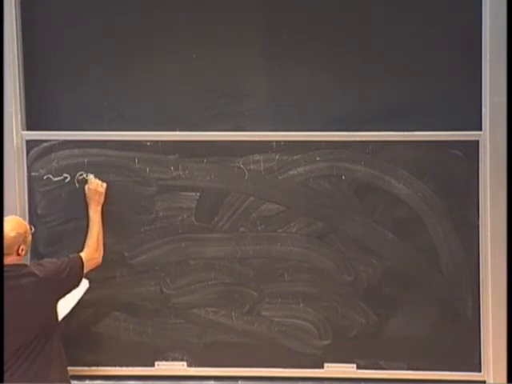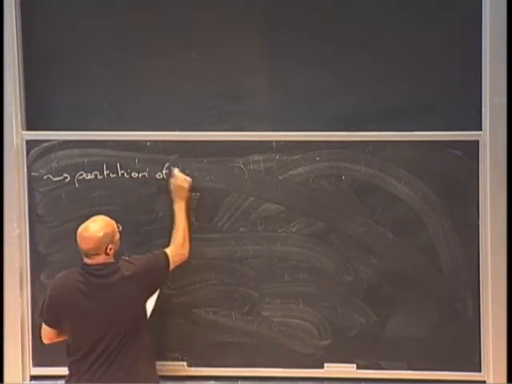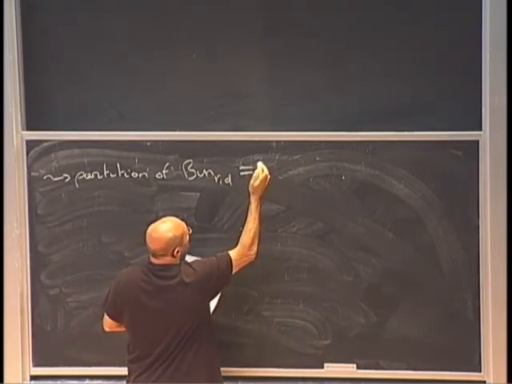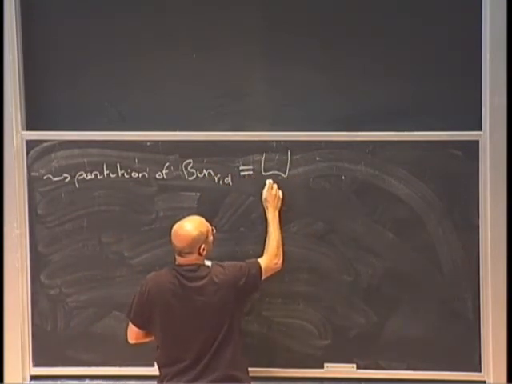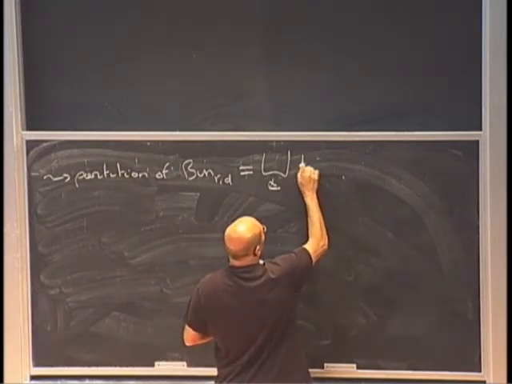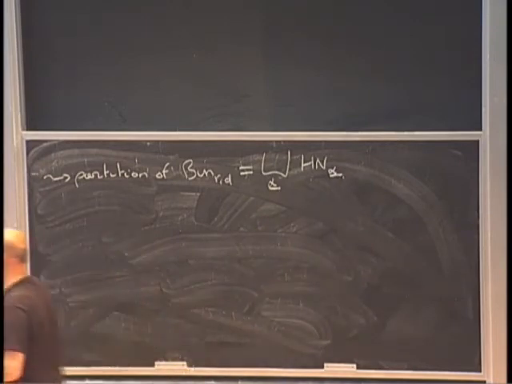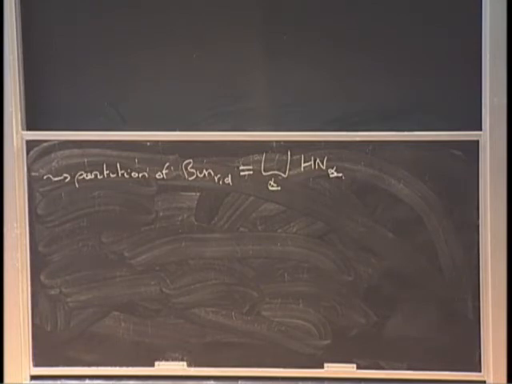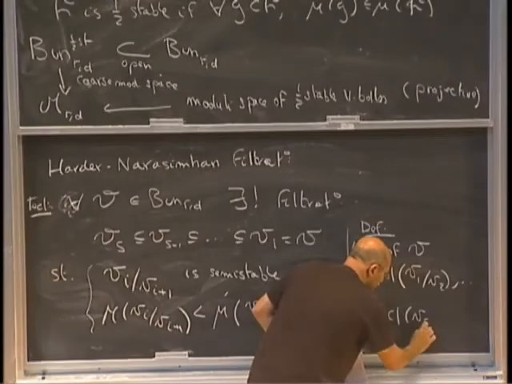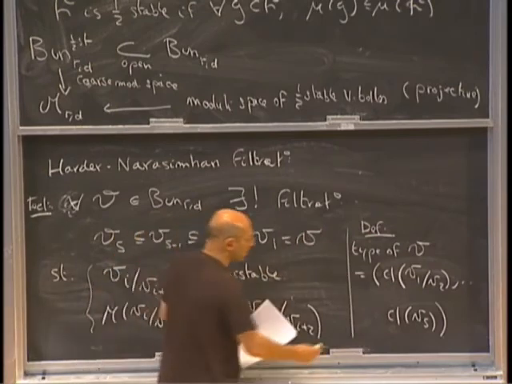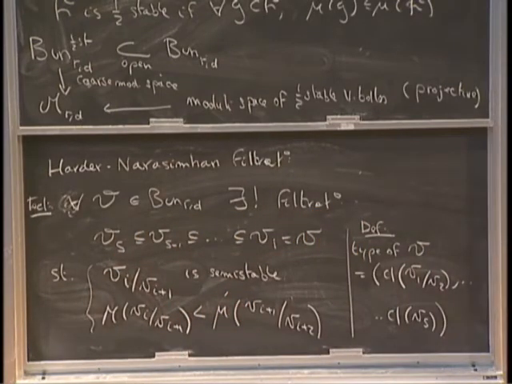So this gives a partition of bun RD as a disjoint union over all types. Let me put them like this, H. So maybe here I should say that, by definition, the type of V is the collection of all the classes. So it's V1 modulo V2, and in the end, it's Vs. So you have a bunch of classes, and you can partition your moduli stack according to these classes.